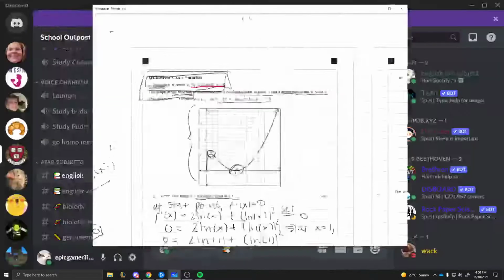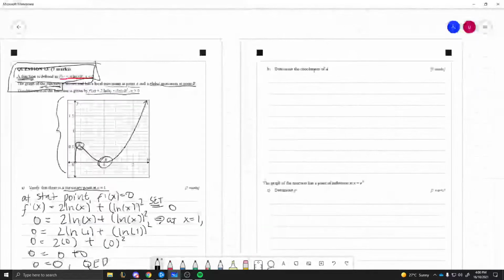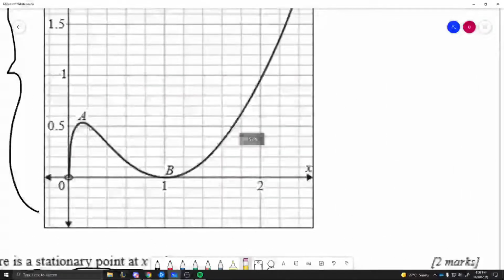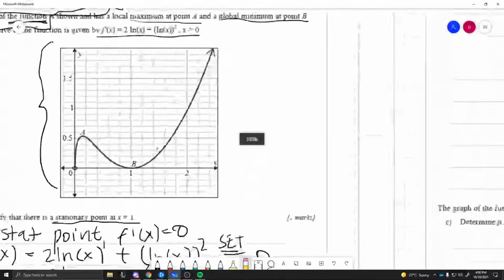Okay, so determine the coordinates of A. A, you know, is here, but you're not going to use the graph to find it because the graph's a bit ambiguous, as you can see. It's not really accurate. See how it's slightly above that line.